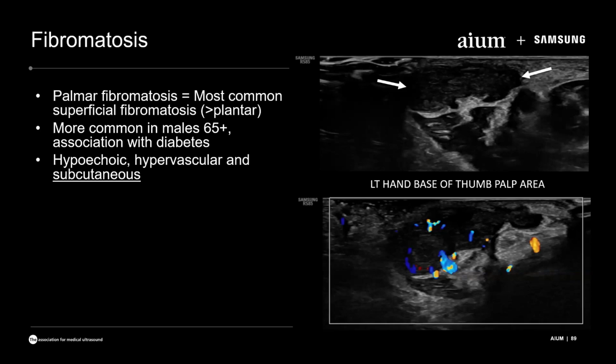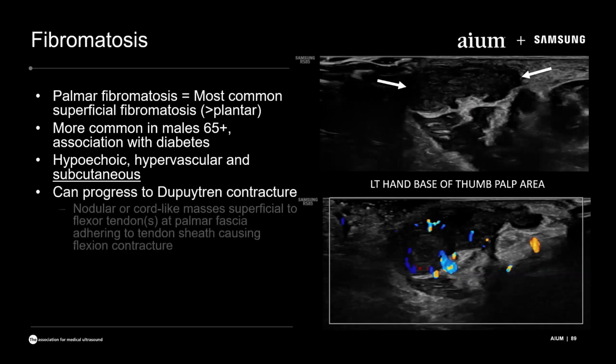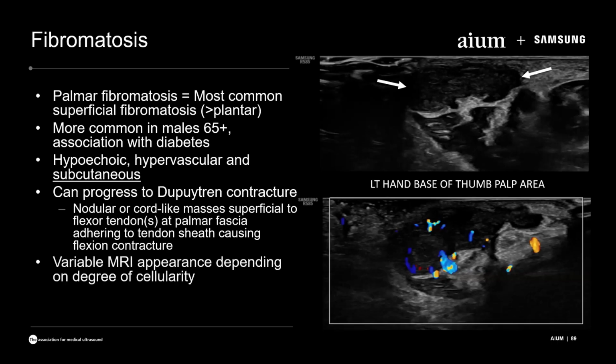It starts in the subcutaneous tissues and then grows down towards the flexor tendons, where it can progress to a Dupuytren contracture, where you get these nodular cord-like masses that will adhere to the tendon sheath and cause that characteristic flexion contracture, which we don't tend to see with giant cell tumor. But again, often you need pathology to differentiate the two. And the MRI appearance is pretty variable depending on the degree of cellularity.